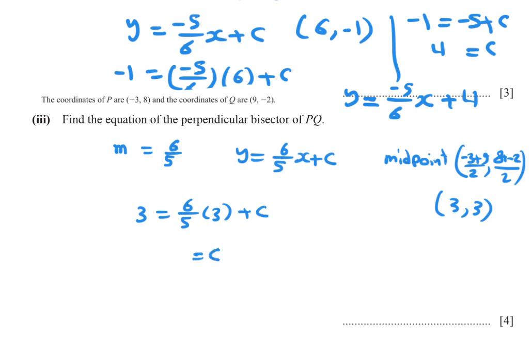So c equals 3 minus 18 over 5, equals -3 over 5. So the equation of the line is y equals 6 over 5 x minus 3 over 5.